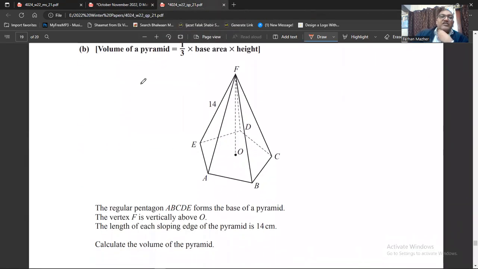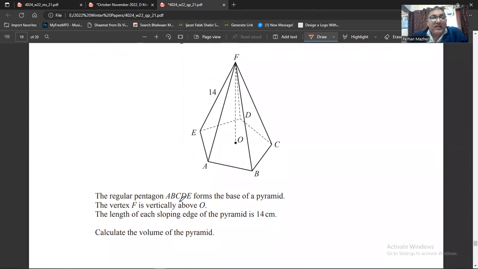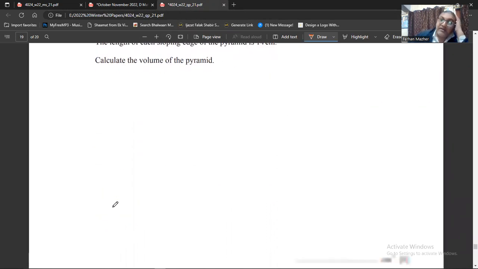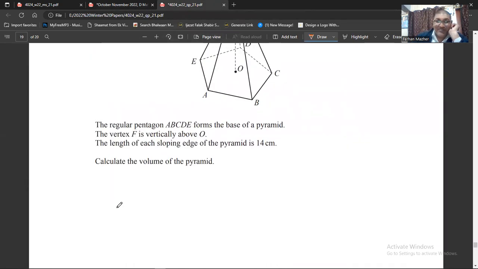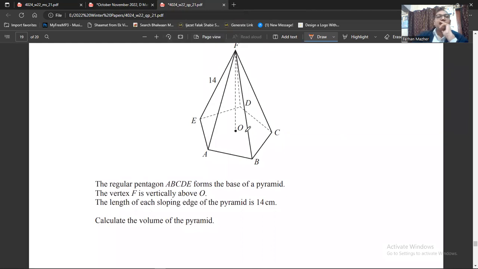Then the next question is: the volume of the pyramid is 1/3 into the base area into the height. The regular pentagon ABCDE forms the base of a pyramid. The vertex F is vertically above O, okay? And the length of each sloping edge of the pyramid is 14. Calculate the volume of the pyramid, and it's a 5-mark question. So try to understand the strategy.